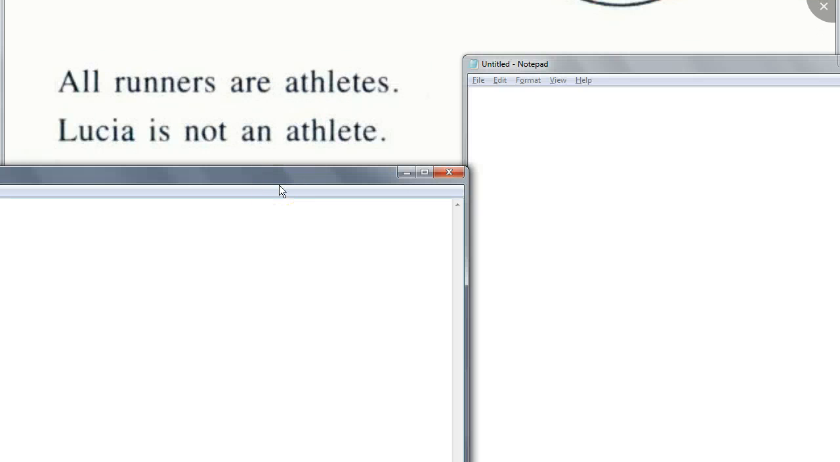Here we go. All runners are athletes. Again, same statement. Lucia is not an athlete. Everybody go ahead, discuss with your group. What do you guys think? Esther, what do you think? She is not a runner. How many people agree with her?